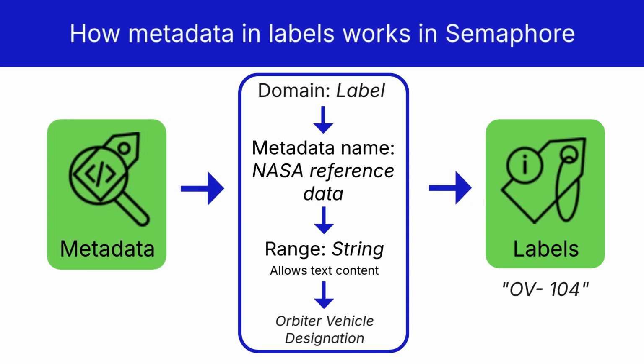Let's begin creating a metadata type. We need to identify the domain, which will be label. We are naming this metadata NASA reference data, as this speaks to an attribute of the label in our example called OV104. Next, we need to identify the range, and in this case, we will use the string option to allow the entry of numbers, symbols, letters, and spaces. The string's content will be orbiter vehicle designation, which corresponds to NASA's reference data of OV104 as specified in this space mission model.